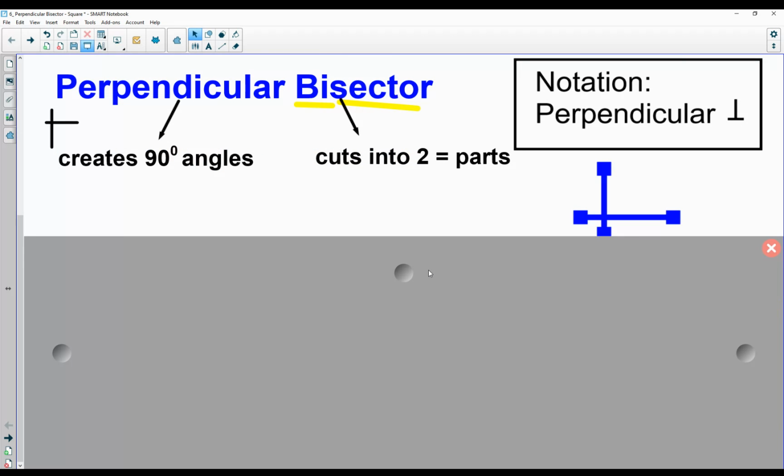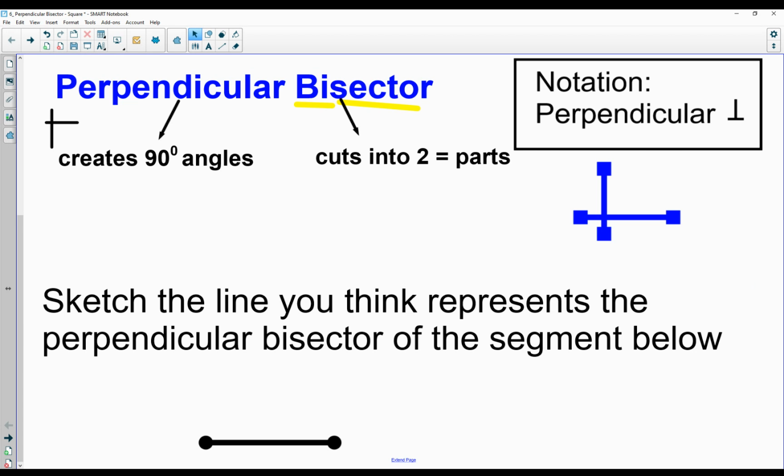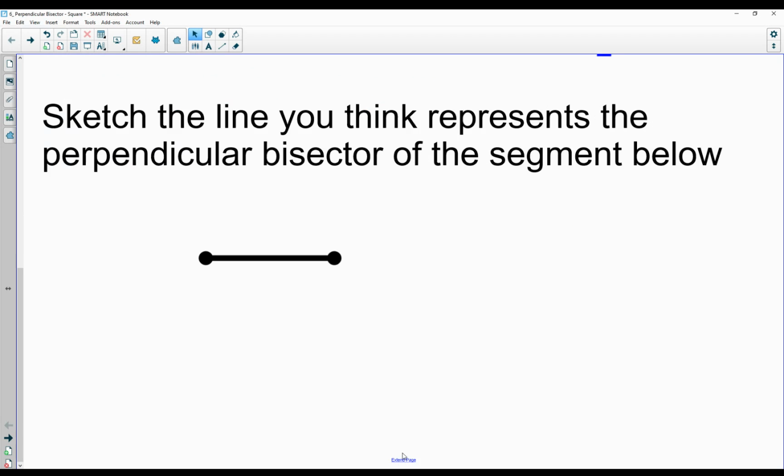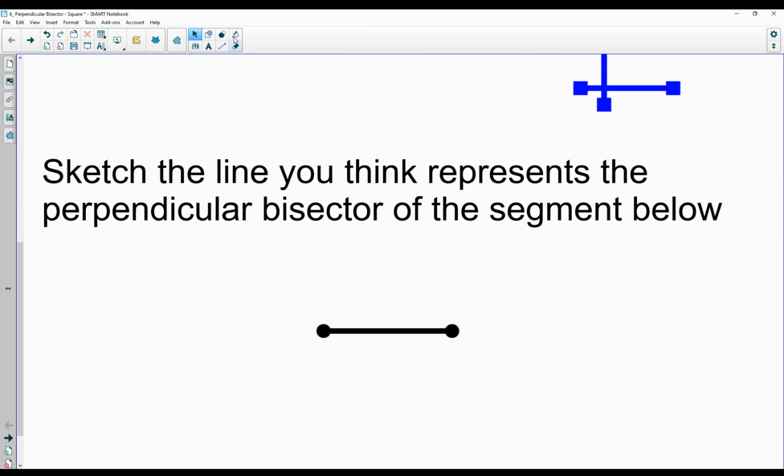Specifically, if we had to sketch the line that we think might be the perpendicular bisector of the segment, where would we sketch it based off of the fact that we know it should create 90-degree angles and cut it into two equal parts? So if we have to sketch a line, maybe I'm going to make a dotted line, and maybe it looks like if I do this and I put it here, and I ask you, what do you think? Does this look like it bisected the segment? And the answer is no.